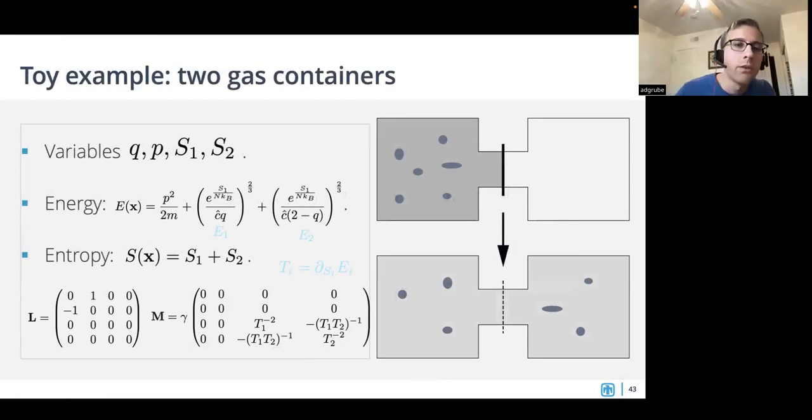Okay, so to show you some results for this, I can take this really simple problem with just 4 variables. This is essentially the problem I showed you before, where you have a bunch of gas particles on one side of 2 containers, and you lift up the latch and you watch it equilibrate. That's captured by these physics, and so you can write what your L and M matrices should be.